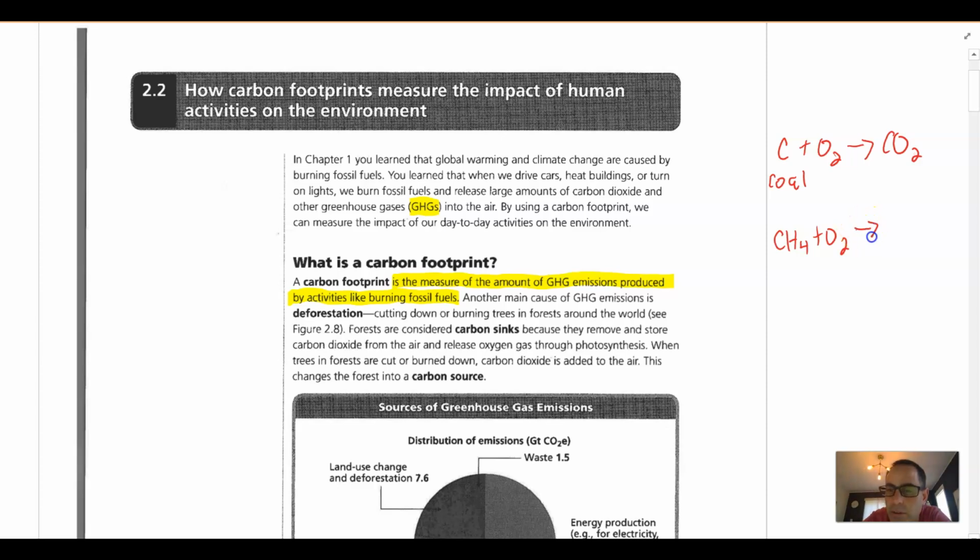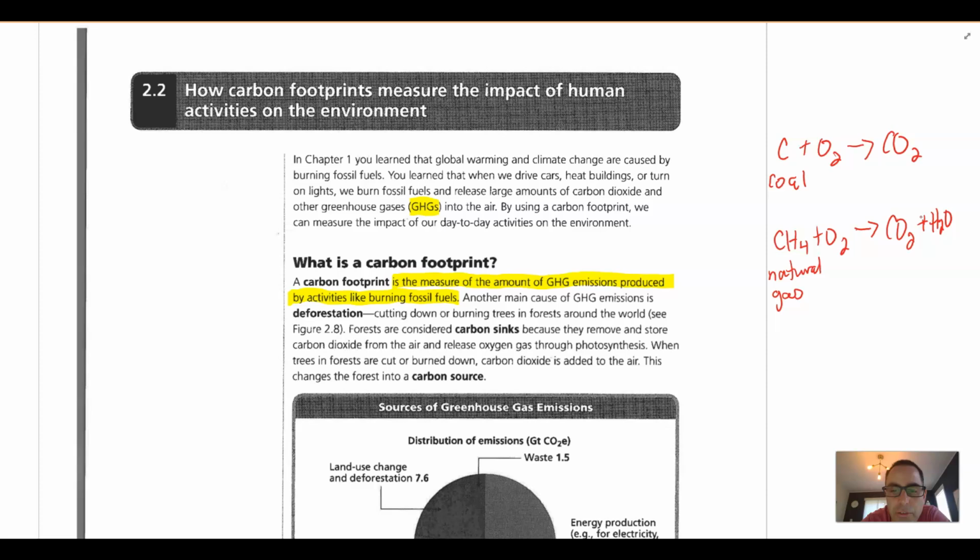When we burn methane, which we could just call natural gas, we also make carbon dioxide, but we also make water. And it turns out water vapor is a very strong greenhouse gas. In fact, it's a more powerful greenhouse gas than carbon dioxide is. So back to the reading.